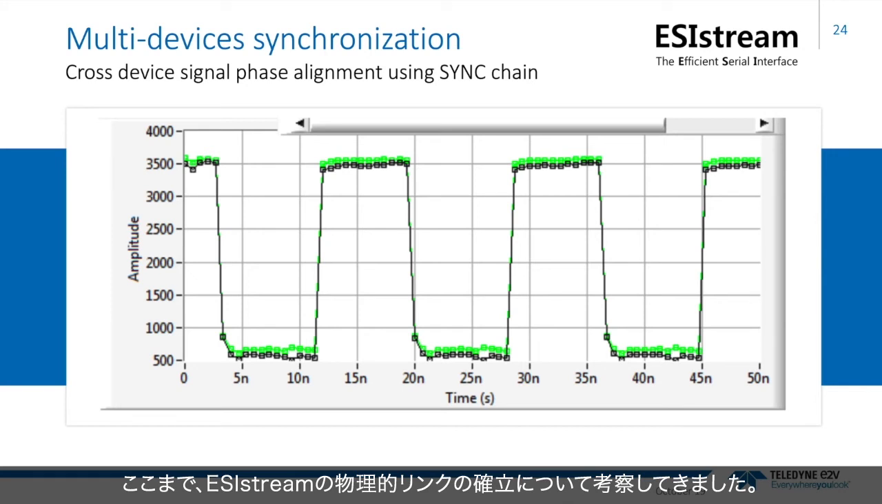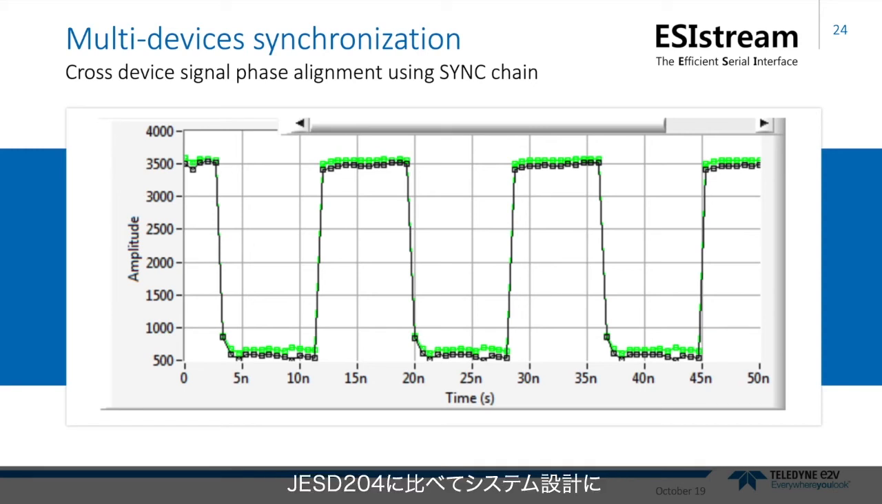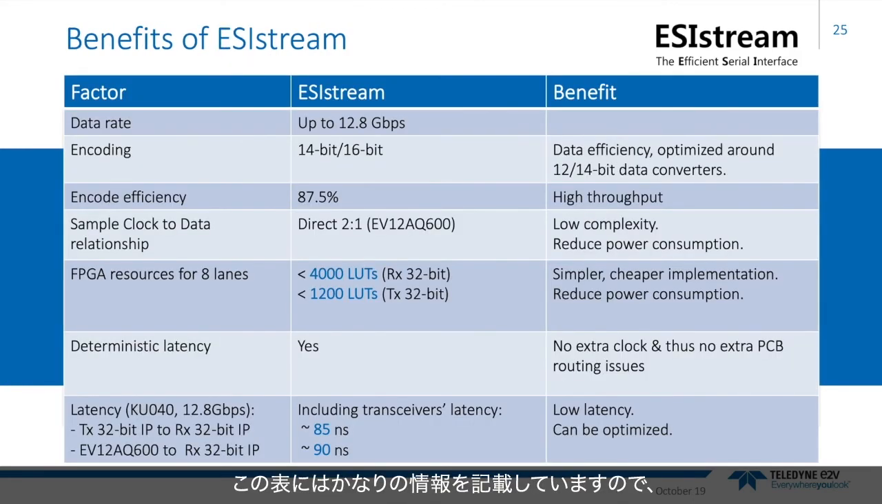So far, we've considered only the physical establishment of an ESIstream link, but it's worth taking a moment to consider what benefits this open source approach gives system designers compared to the JESD204 standard. There's quite a lot of information shown in this table, and I don't intend to go through all of the points in detail. However, there are some noteworthy items, including the simple relationship between clock and data used by ESIstream.